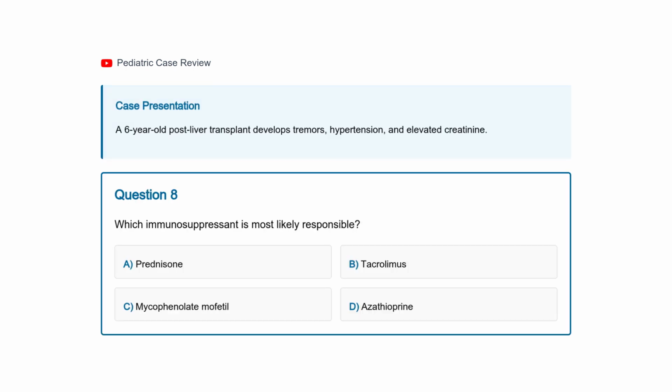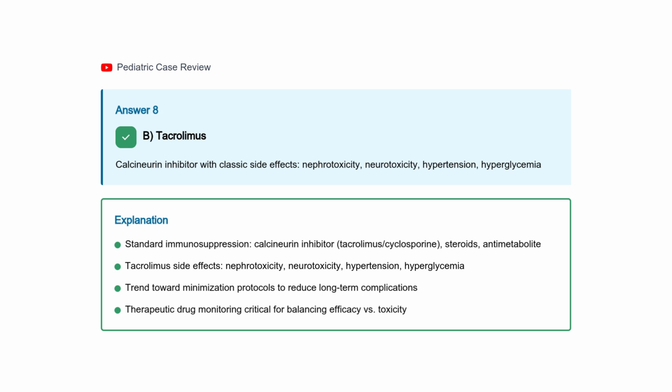A 6-year-old post-liver transplant develops tremors, hypertension, and elevated creatinine. Which immunosuppressant is most likely responsible? Option A, prednisone. Option B, tacrolimus. Option C, mycophenolate mofetil. Option D, azathioprine. The correct answer is B, tacrolimus. Tacrolimus is a calcineurin inhibitor with classic side effects including nephrotoxicity, neurotoxicity, hypertension, and hyperglycemia.